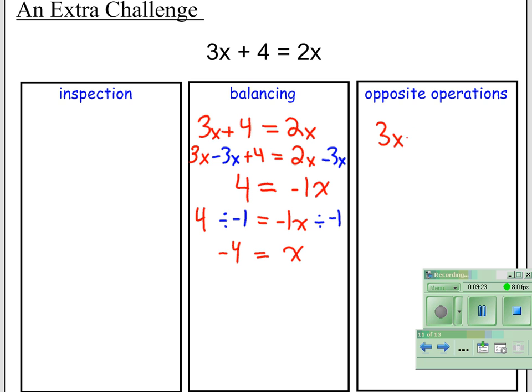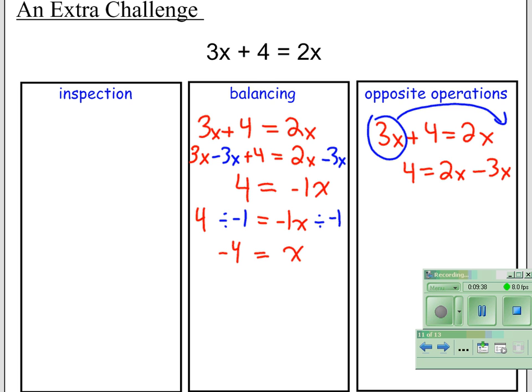If we set it up with opposite operations instead, like I said, it's moving the 3x to the other side using opposite operations. So 4 equals 2x. Instead of a positive 3, it becomes a negative 3. Then we simplify, like we did before, and we divide by the coefficient, or the negative 1, hoping to find the solution, which is x equals negative 4, same as before. So there's a few examples of the trickier ones for you.